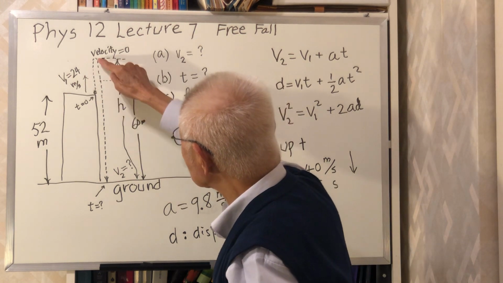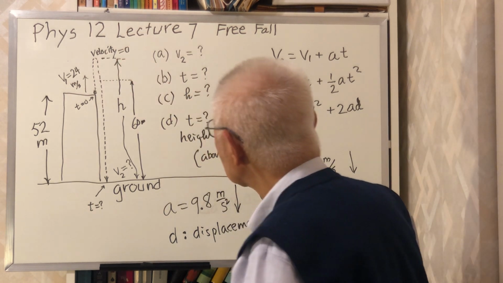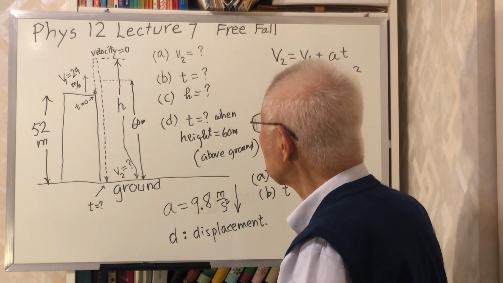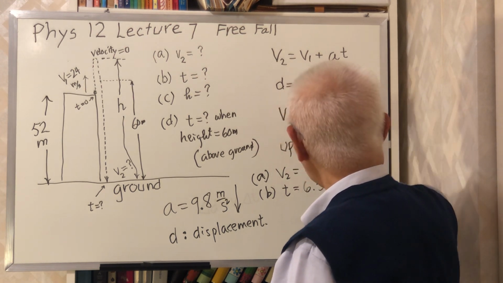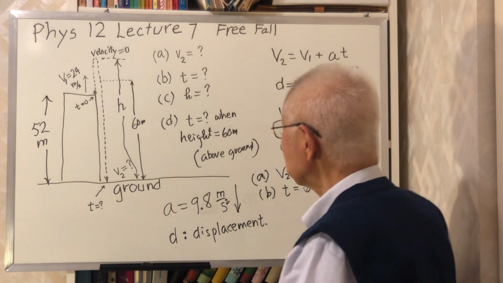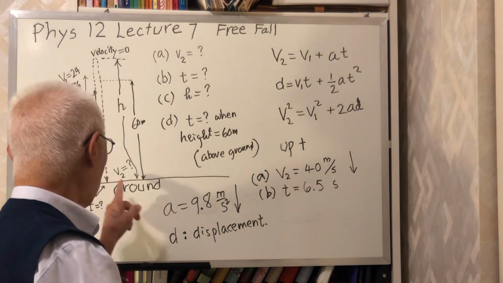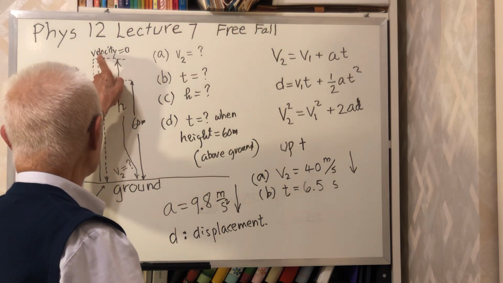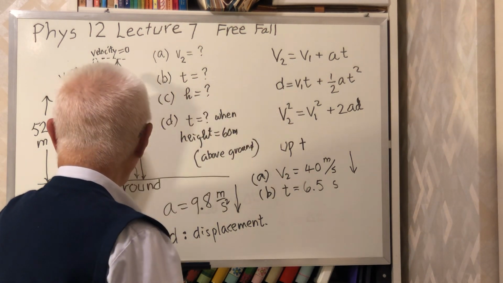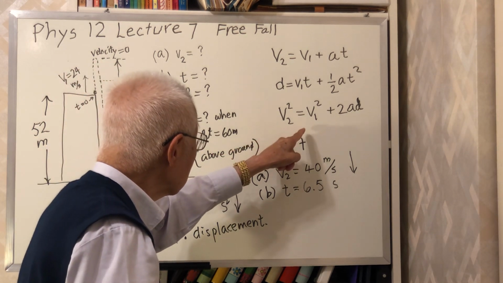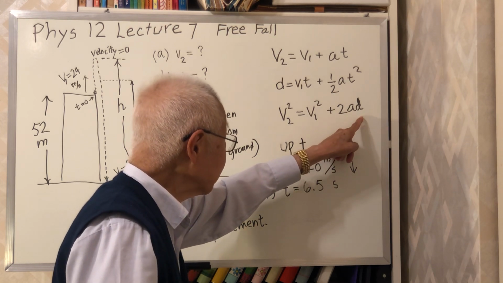Look, at this point, velocity is 0. I can use the first equation. No, I use the third equation. Now, the third equation, V2 is not here. V2 is here. Okay. V2 is 0. V1 is 24. A is negative 9.8. And you can find D.